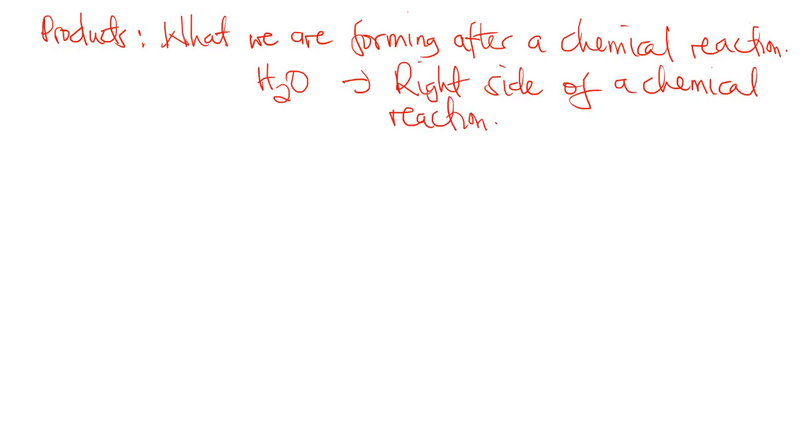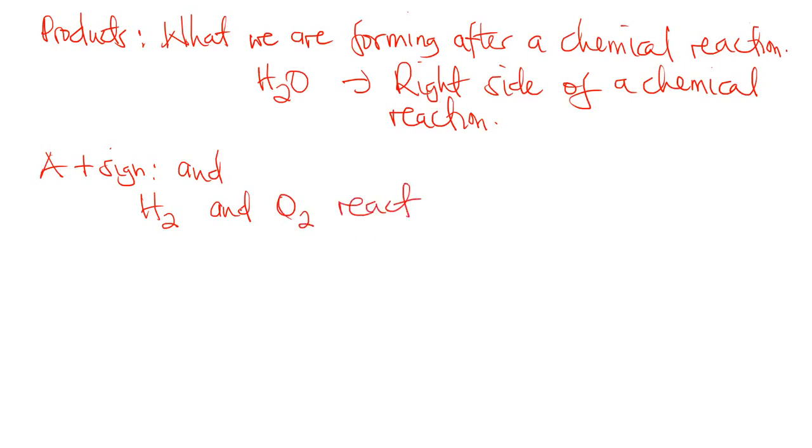Now also, for a chemical reaction, you have a plus sign. The plus sign just means and. For example, we say hydrogen and oxygen react. So this and is plus. In this case, we say it's the same as 2H2 plus O2. So the plus sign just means and. That is adding the two species that are reacting.